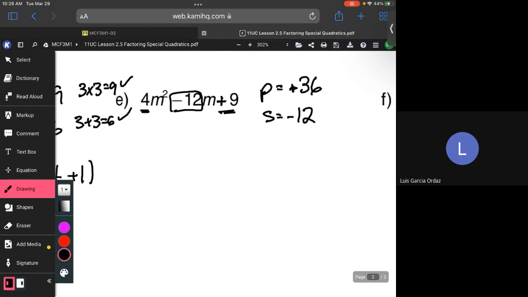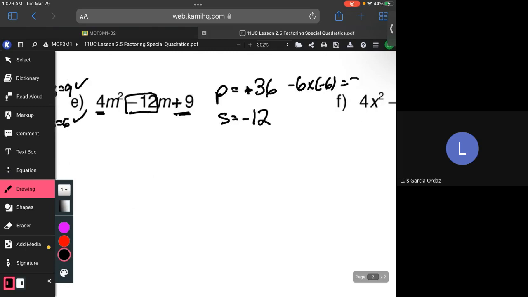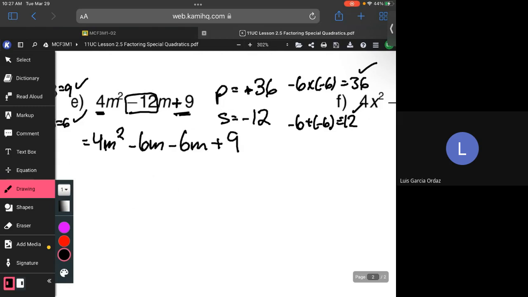Yeah, so we're changing it to positive 9, just for the sake of this working. So negative 6 times negative 6 is 36. And negative 6 plus negative 6 is equal to negative 12, which is good. So we're going to get 4m squared minus 6m minus 6m. And remember, we're changing my last one to plus 9.